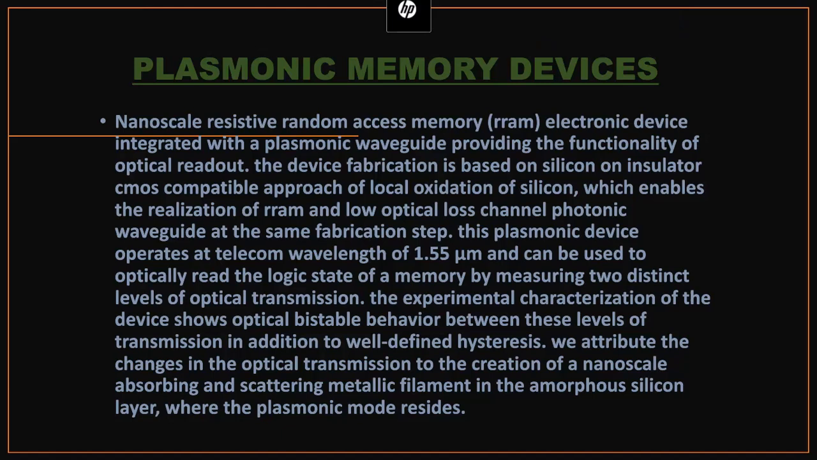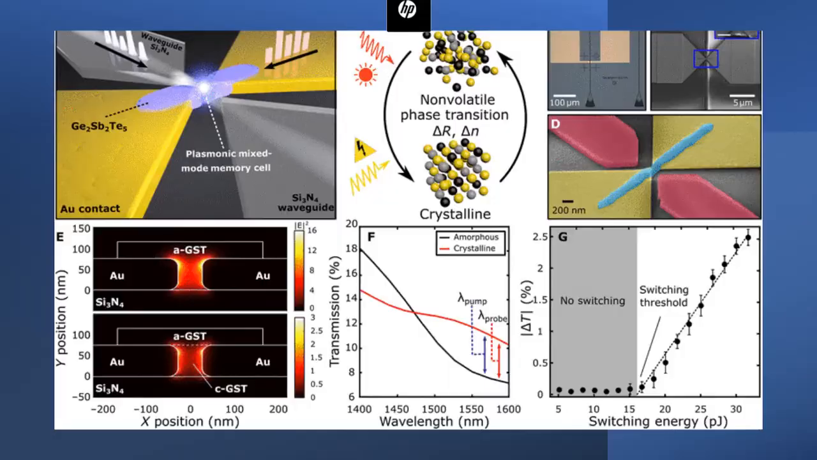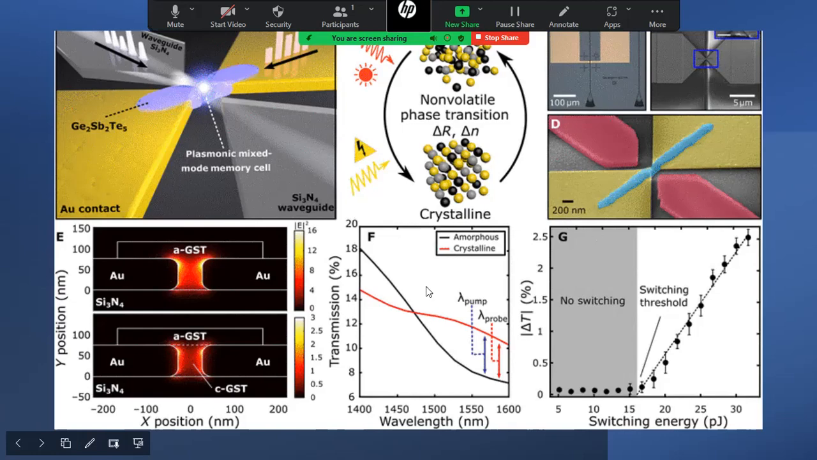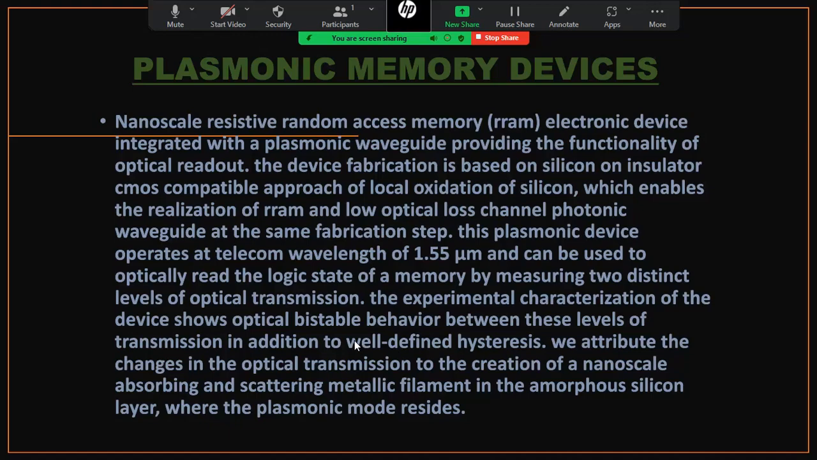This plasmonic device operates at the telecom wavelength of 1.55 micrometers and can be used to optically read the logic state of a memory by measuring two distinct levels of optical transmission. We attribute the changes in the optical transmission to the creation of a nanoscale absorbing and scattering metallic filament in the silicon layer, where the plasmonic mode resides. You can see from this diagram the plasmonic memory devices view.